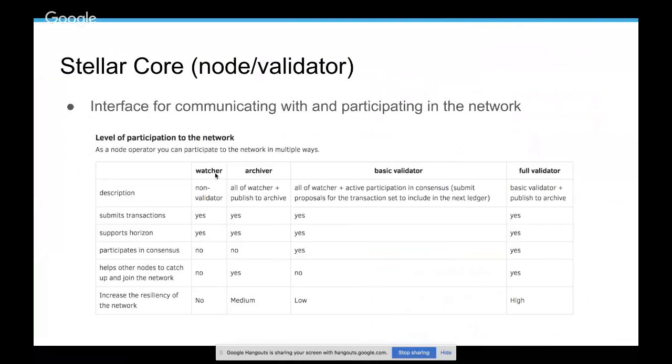You can be a watcher, which literally just watches the network, an archiver, which just keeps an archive of all the data, which is important for data replication. Let's say a majority of the nodes go offline, you need at least one node that would hold the ledger. And then a full validator, which, as the name says, does everything.